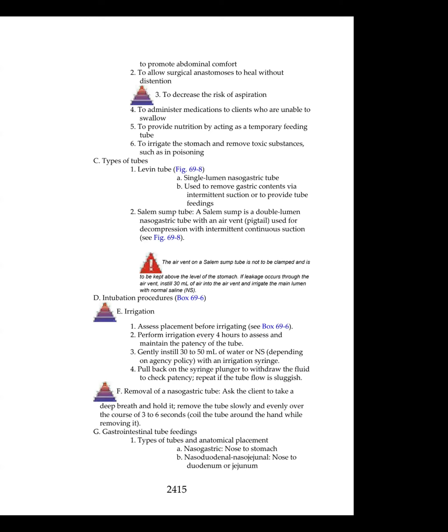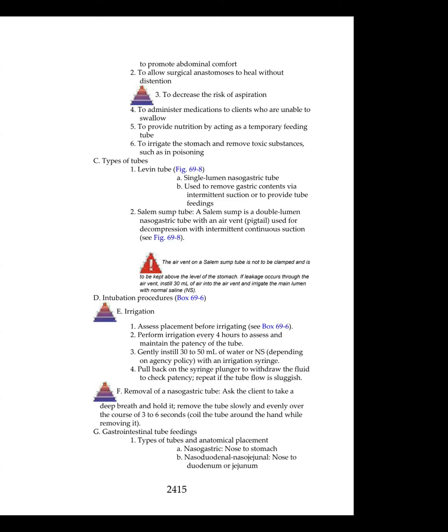We decompress, keeping extra secretions and bile out of the stomach. At that time, what will happen? It will help the end-to-end anastomosis of the intestine recover and decrease the risk of aspiration. If we are not decompressing, or not doing suctioning and aspiration, there is a risk of aspiration into the trachea. It is also used to administer medication to clients who are unable to swallow because of head injury or unconsciousness, and to provide nutrition by acting as a temporary feeding tube.